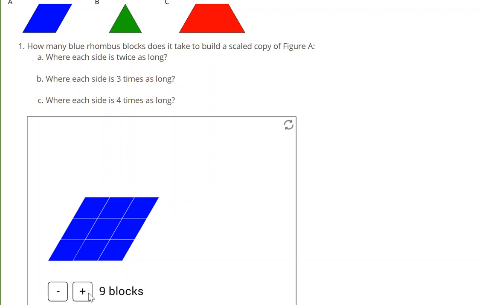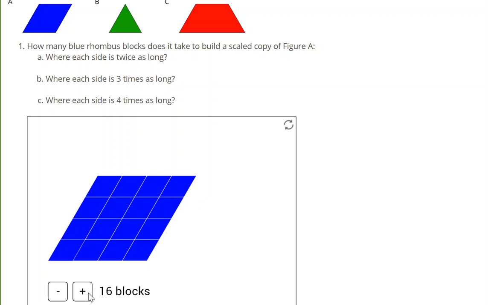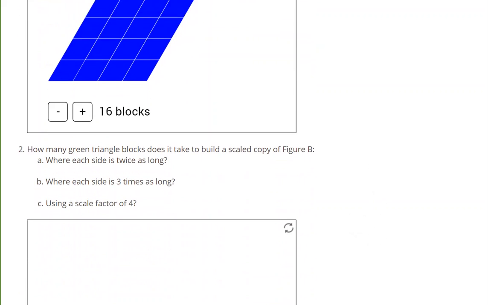And where each side is 4 times as long, I'm going to continue to add blocks. So I have 4 on the bottom, and I need to continue to add blocks until we recreate a rhombus that is 4 times as long. So it took us 16 blocks to create that. So for number 1A, you should have 4. 1B, you would have 9, and 1C, you would have 16.